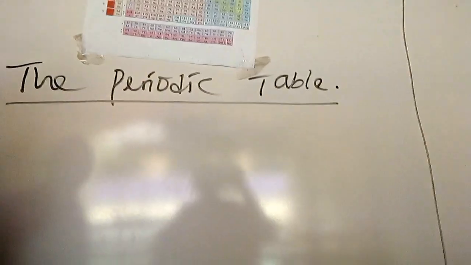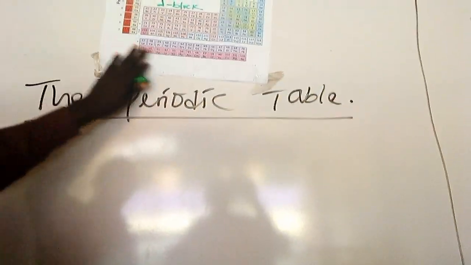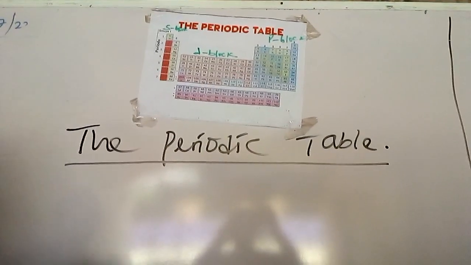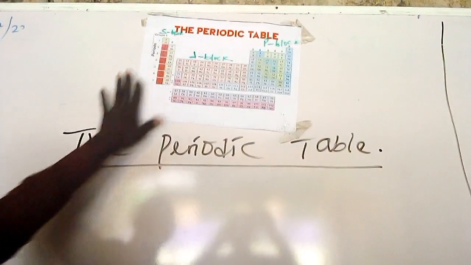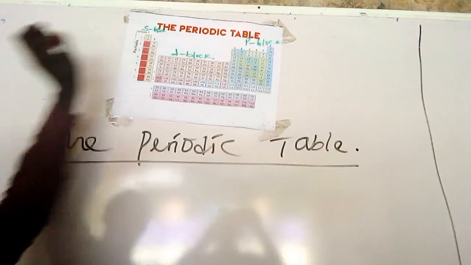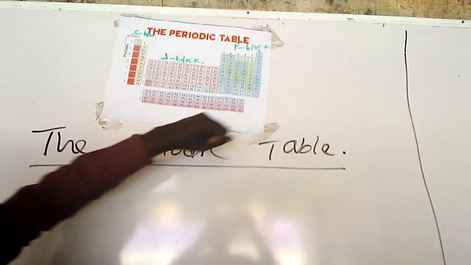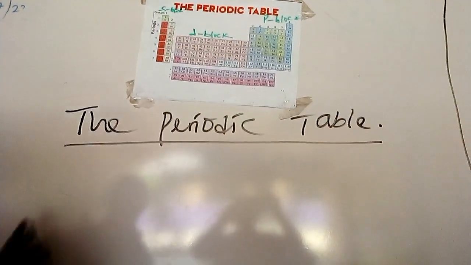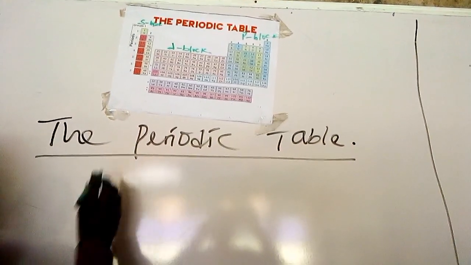We'll be looking at the periodic table, mainly from this chart. The periodic table is a chart of the elements showing the various arrangements of the elements in increasing order of their atomic numbers. So we'll be looking at the periodic table with respect to the following.